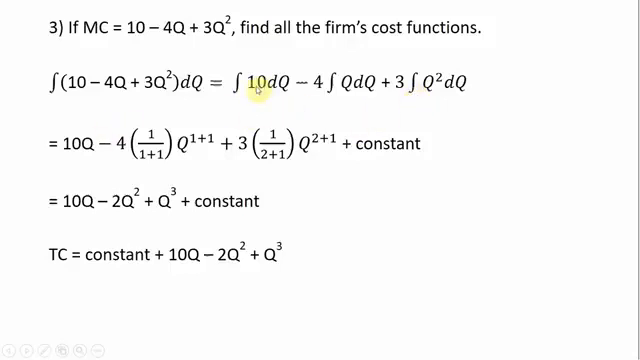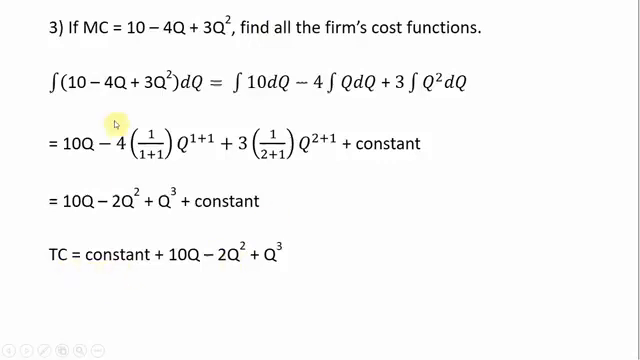So the integral of 10 is just 10q. The integral of 4q is going to be given by this. And then the integral of 3q squared is going to be given by this. And we're going to just add on a constant here at the end. And now simplify. So 10q, 10q. We have minus 4 divided by 2, so that's minus 2q squared. We have 3 divided by 3, so that's just 1. And then we have q raised to the power of 3, and then the constant.